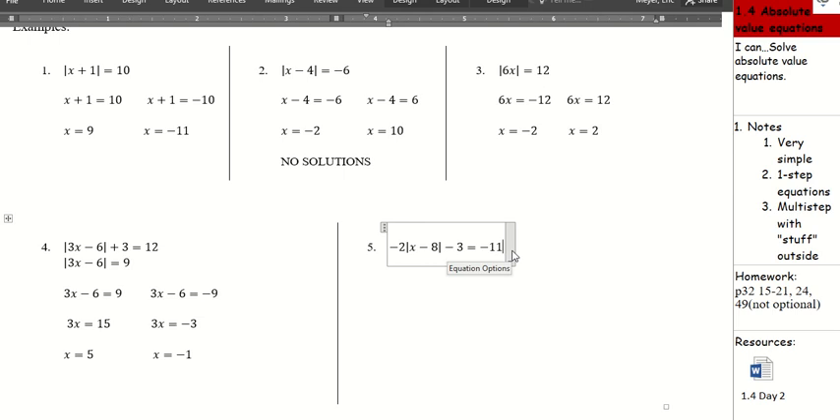Here we go with another one. Notice this one has two things outside of our lockbox. I have to get rid of negative 3 and I have to get rid of negative 2. If I pretend that my lockbox was just x, what would I get rid of first? Well, I'd add 3 to both sides first. Then I'd divide by the negative 2. So I'm going to add 3 to both sides.